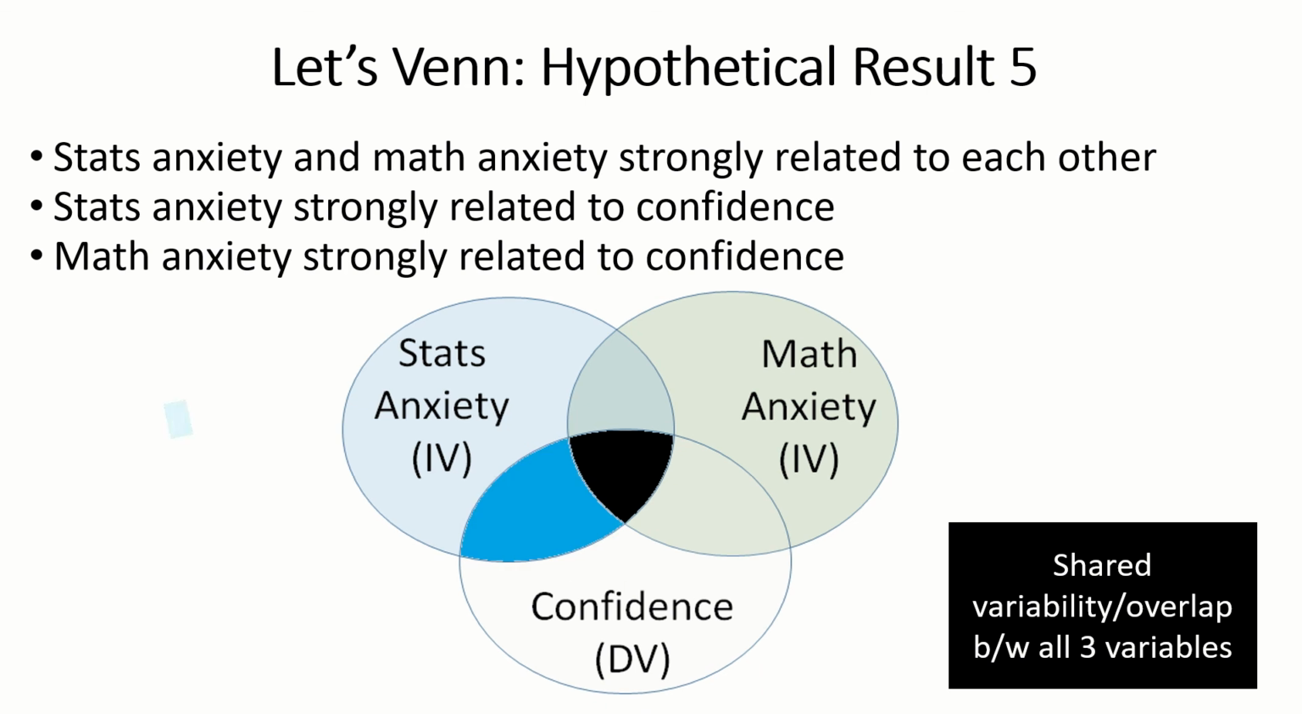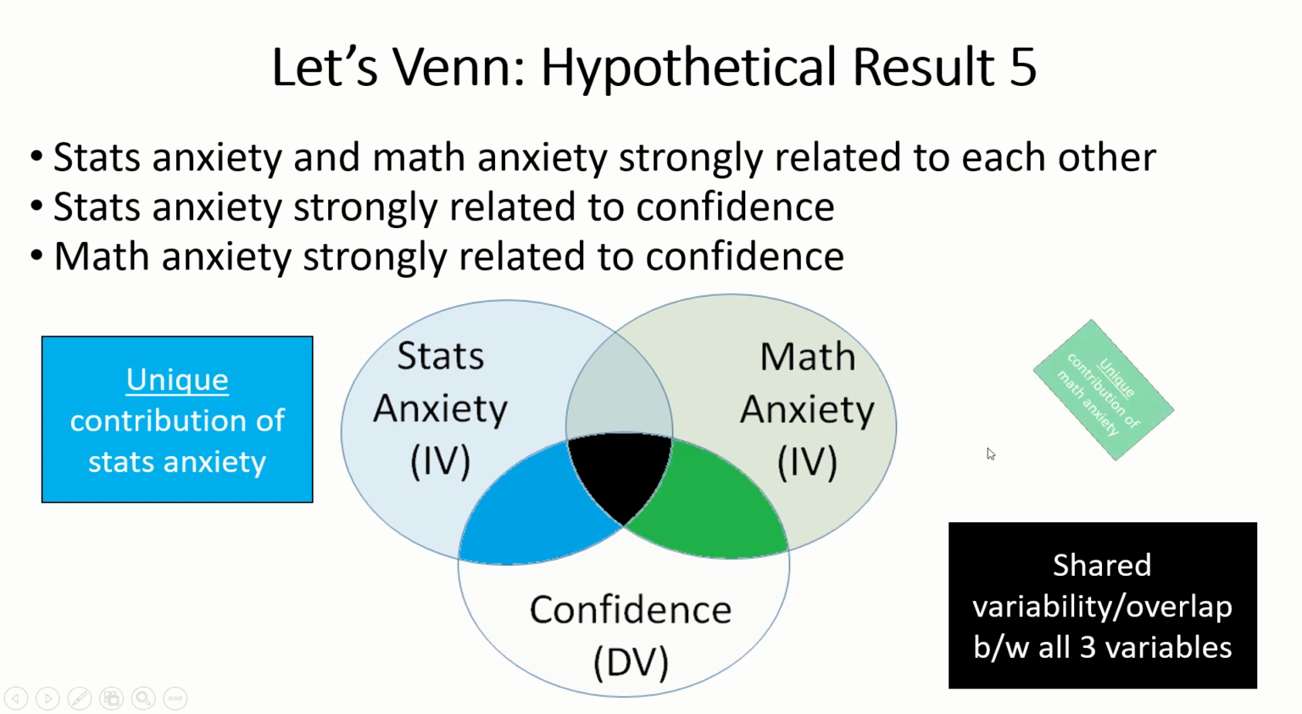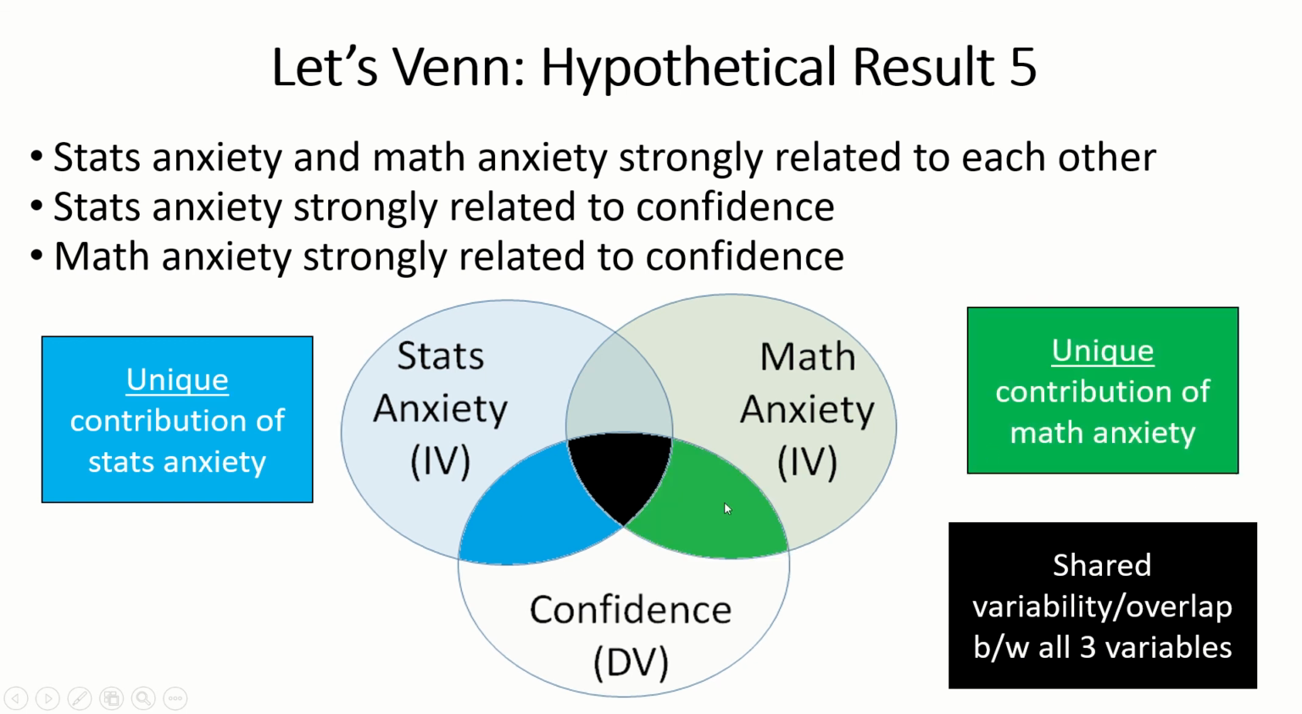Now the blue over here represents the unique contribution of stats anxiety in predicting confidence, while the green portion here represents the unique contribution of math anxiety in predicting confidence. And this is what multiple regression is all about.